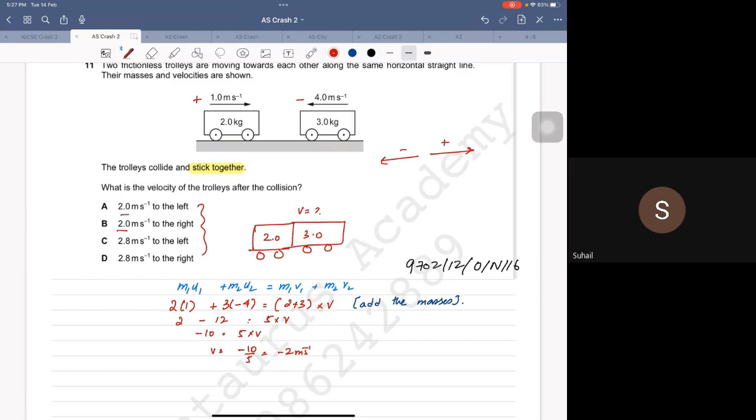But who's going to tell me if it's going right or left? Left. Left. Left. The reason is because we have a negative answer. That would mean that it's going to the left, and that would be the answer. Is that clear?